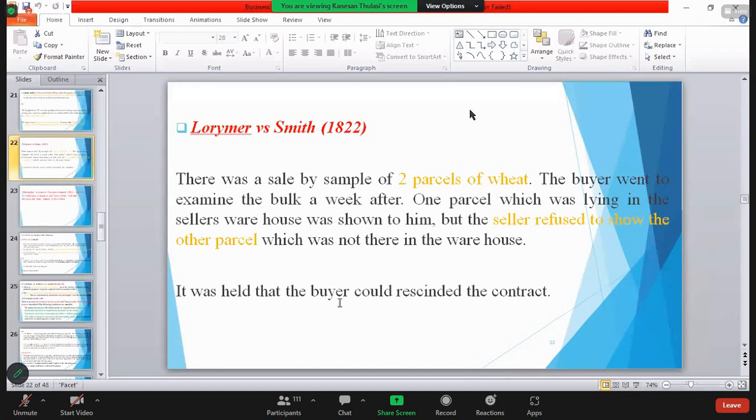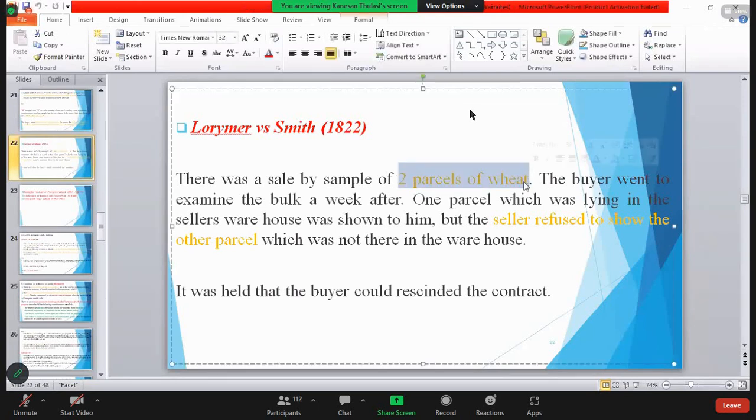So the buyer creates the contract. But the fact here is that two parcels were ordered by the buyer, but only one parcel is given to the buyer for reasonable examination. The other parcel is not given to the buyer. Under a sale by sample, the buyer has to be given a reasonable examination of the goods. But the buyer doesn't get that reasonable examination. For that reason, the buyer can repudiate or decline the contract of the seller.